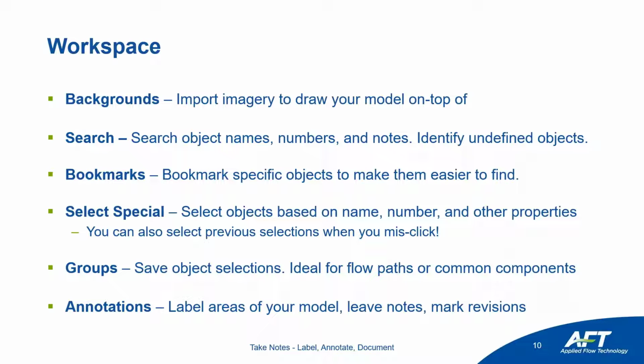And again, some common applications might be denoting different areas. If you're leaving a note, maybe you're saying all of these control valves are set to the same flow rate. Any revisions you might have to make. So if you're doing more thorough model review, you might tag a certain area of the model as revision 4, saying, hey, we've updated these pump curves, for example. But again, just more flexibility. How can I label, annotate, and document within the workspace of the model?